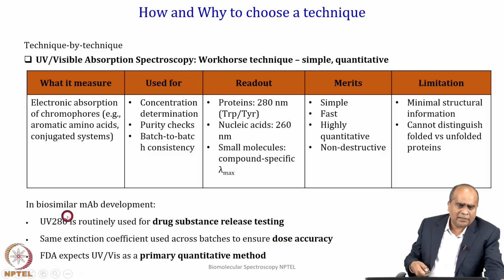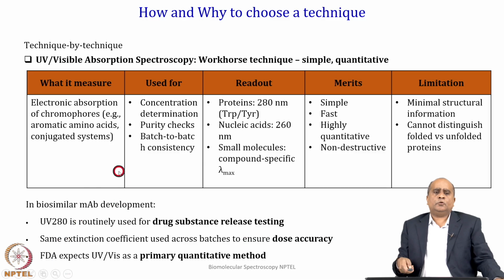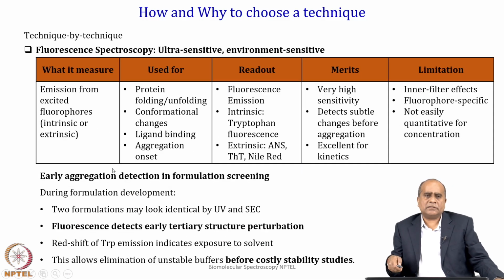And now the FDA, the Food and Drug Administration, expects UV visible as a primary quantitative tool. This is the basic minimum requirement that any agency can have to show that batch to batch consistency is there.